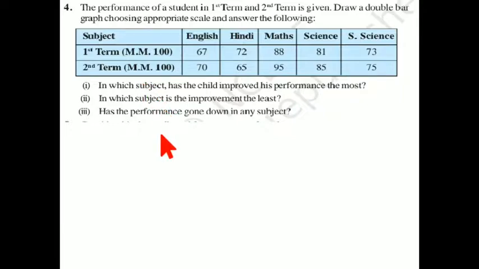In which subject has the child improved his performance the most? In which subject is the improvement least? Has the performance gone down in any subject? So you have to make a double bar graph, and you have to answer the given questions. This one also we are going to do in the graph copy.